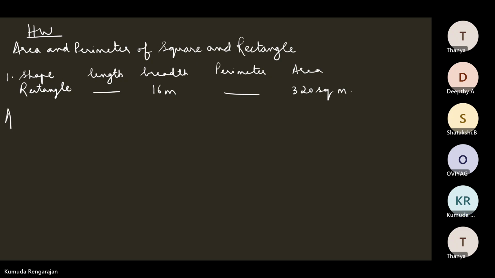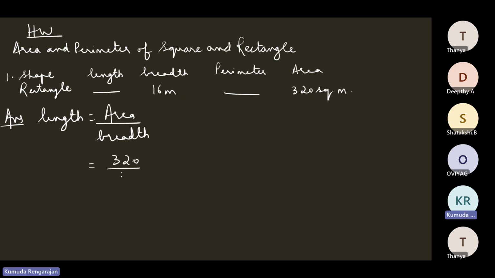So we know that length is equal to area divided by breadth. Correct, children? So what is area? 320 divided by breadth 16. So 16 ones are 16, 16 twos are 32. So 20.